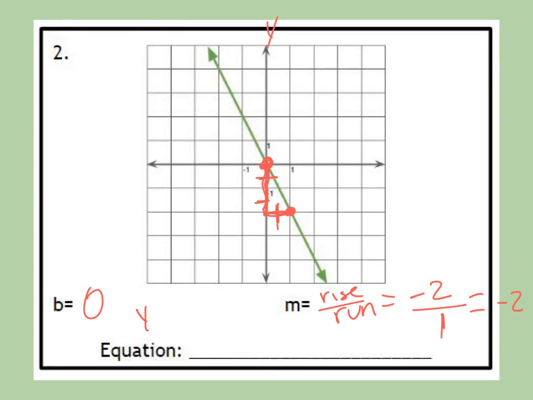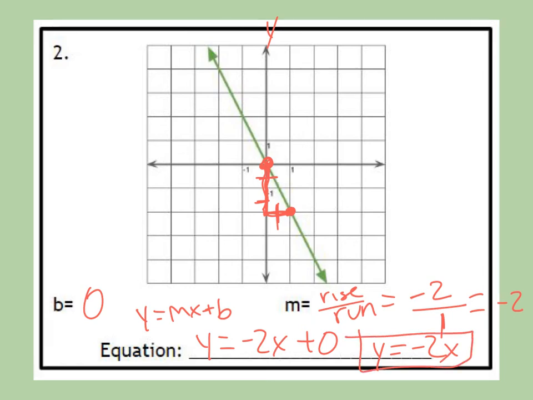So then I'm going to put in my equation y equals mx plus b. Y equals, my m is -2x, and then my b is 0. So I could write +0, but that's not what you're going to see on a test. What you're going to see is y equals -2x, because if we add 0 to anything, it doesn't change the value. So this would be the correct answer in this case. We don't want to add the 0 where we don't need it.